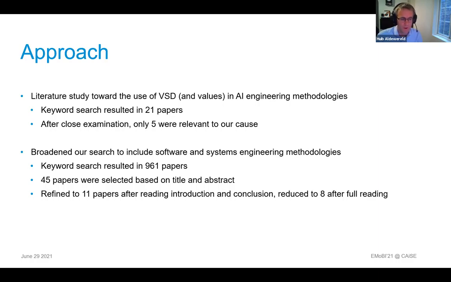And after refinement, so further reading, introduction and conclusion, we found 11 relevant papers that discussed some parts of methodological steps and included some way of dealing with values. After further reading, there were 3 more eliminated, which were actually not quite relevant, talking about education and stuff. So we had 8 papers remaining.